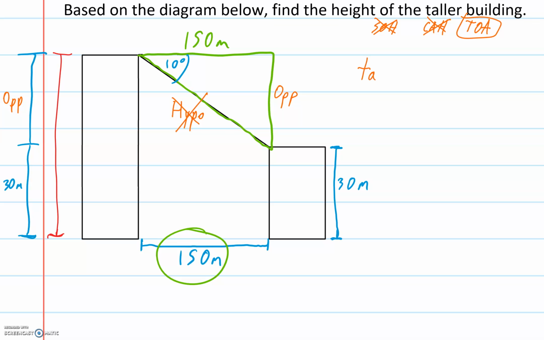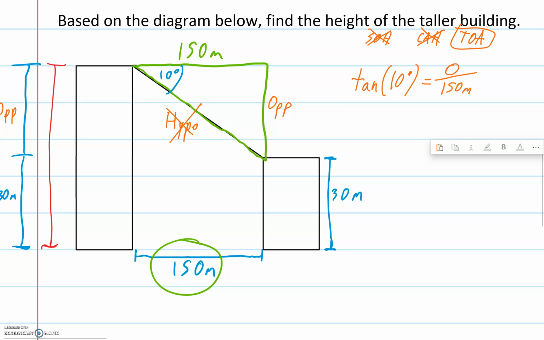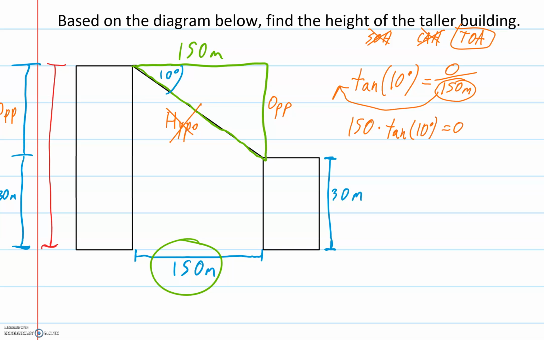So tan of the angle equals opposite over, actually I'm just going to use O, opposite over adjacent, and adjacent is 150. Okay, so similar in terms of how we're going to move this over, we're just using a different one of the SOHCAHTOA expressions or equations. So 150 times tan of 10 degrees equals opposite.